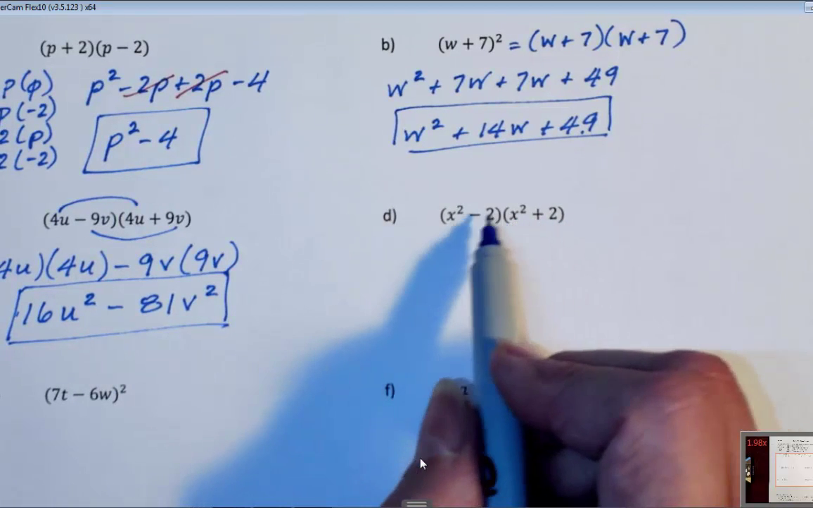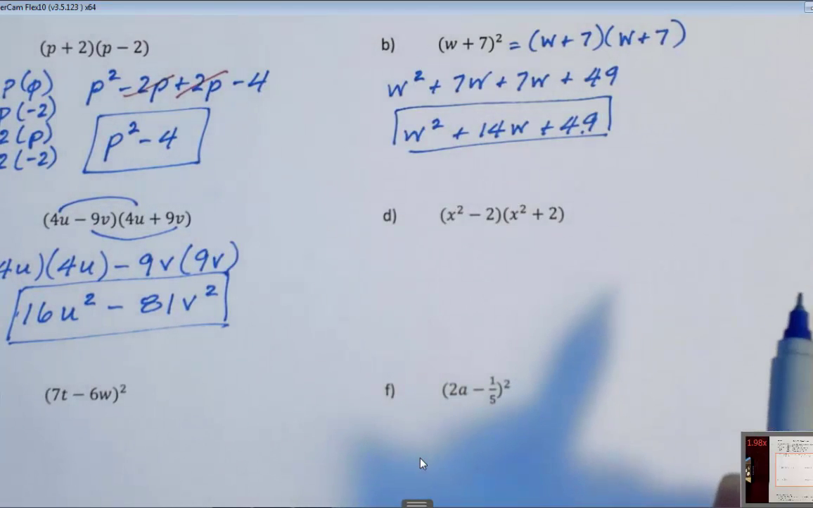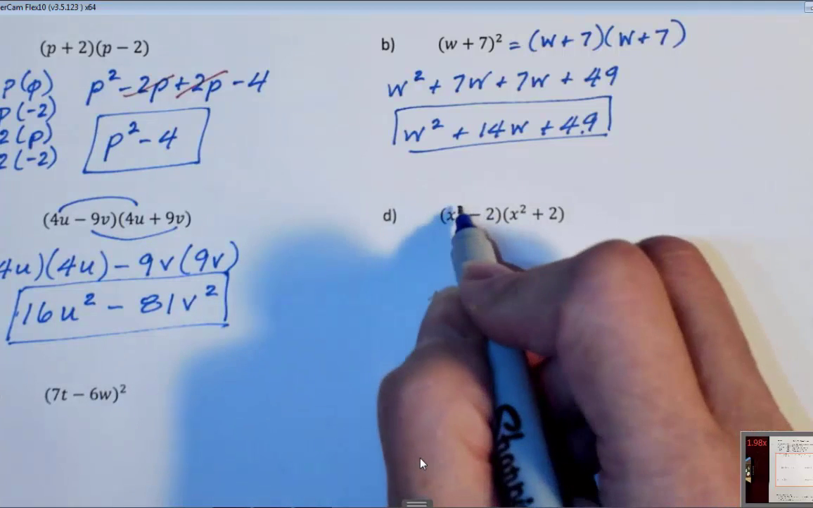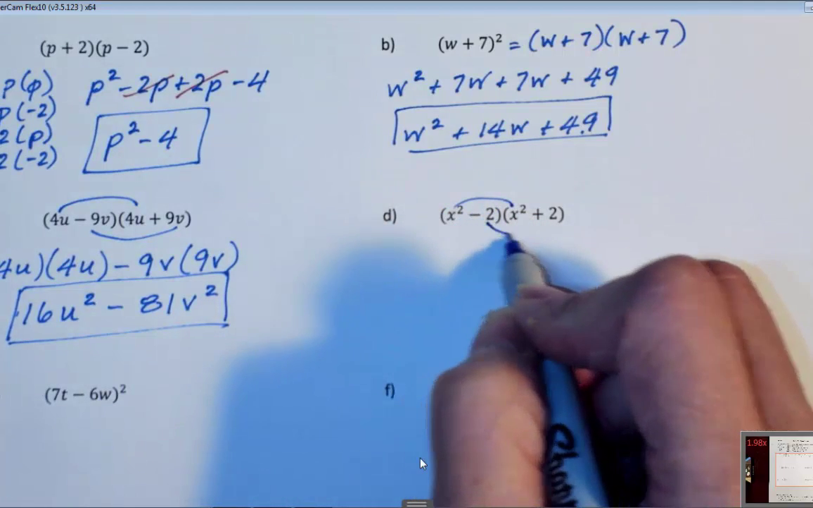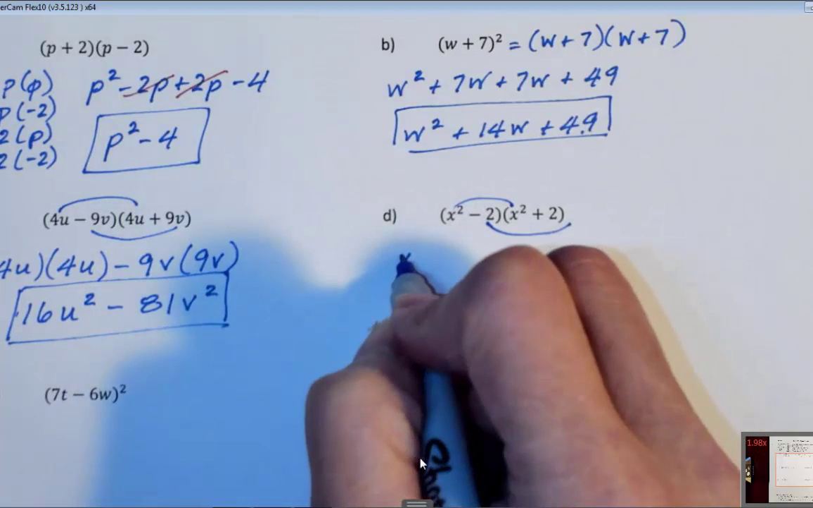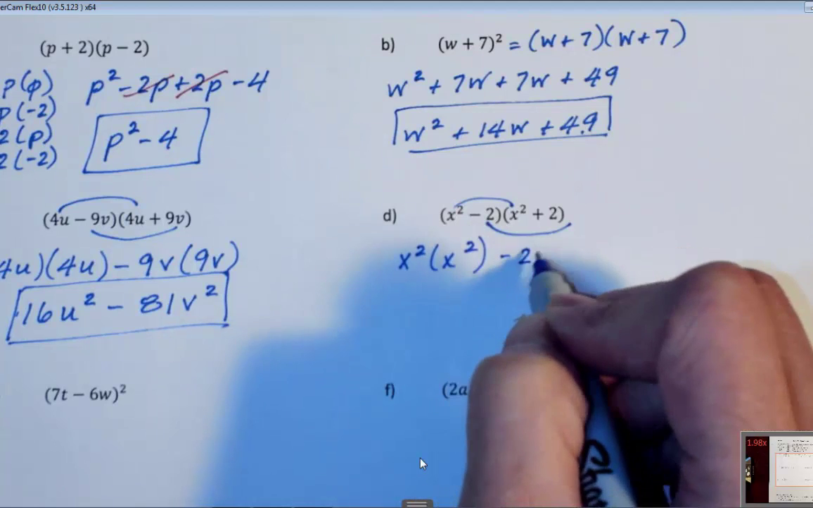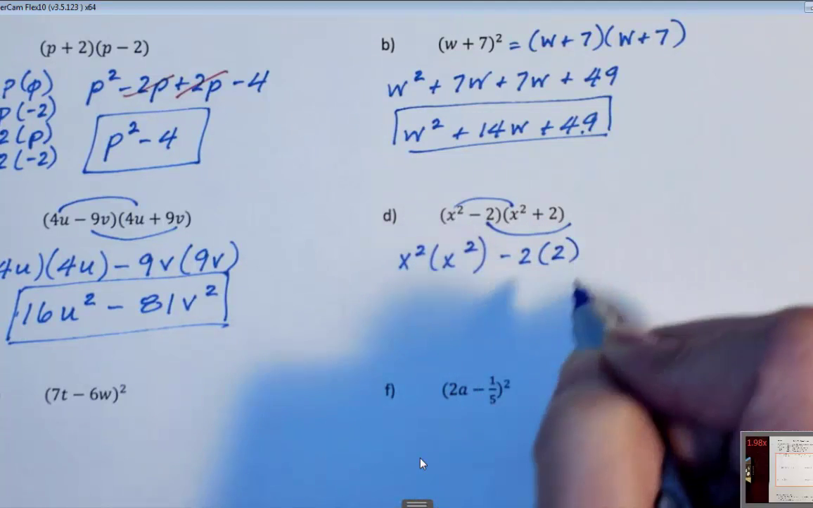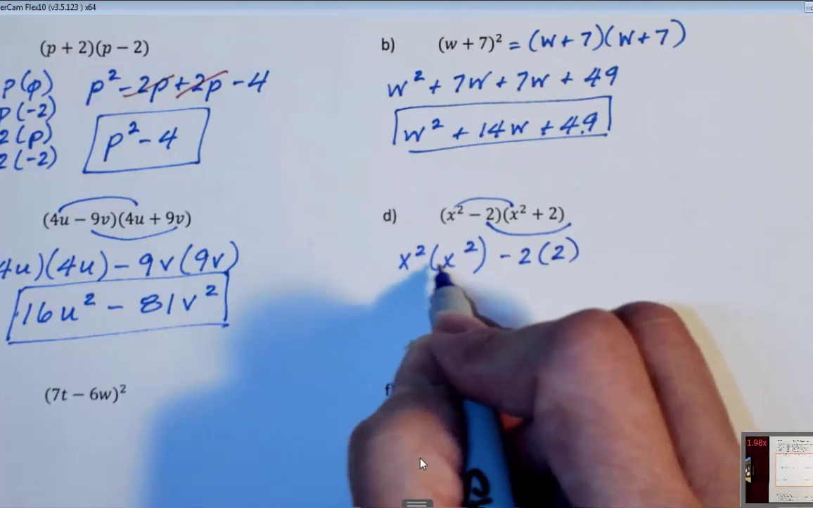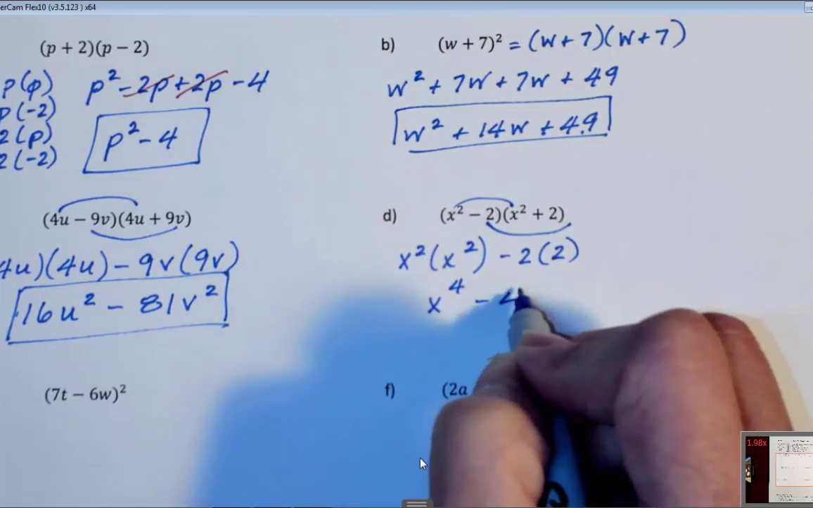One's positive, one's negative. That means I have the sum and difference of two binomials. All I have to do is worry about my first terms being multiplied and my last terms being multiplied. So I have x squared times x squared minus 2 times 2. Remember, when you have the same base, add your exponents. X to the 4th minus 4.